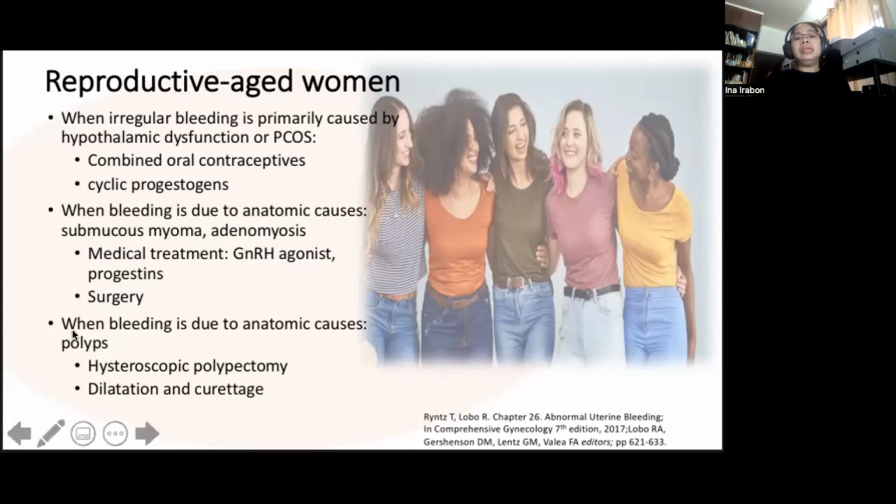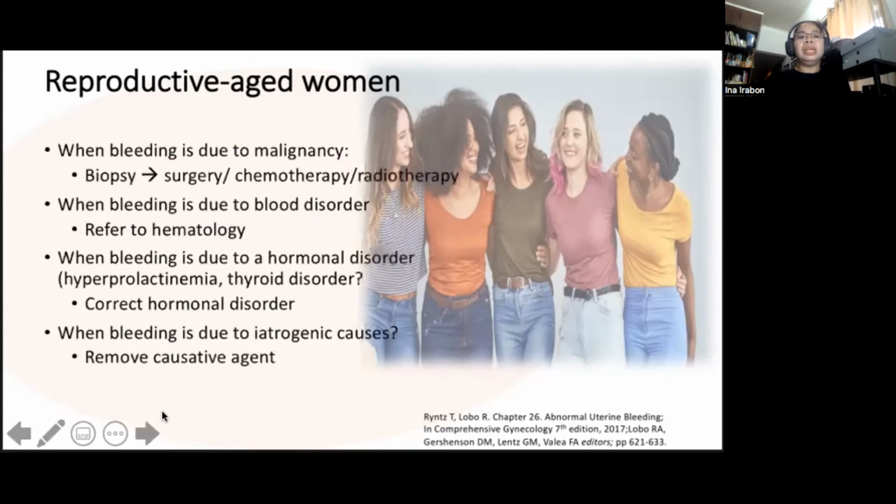Now, when the bleeding is due to polyps or endometrial polyps, the gold standard of treatment, of course, will be to do hysteroscopic polypectomy. Okay? Or some gynecologists also opt to do dilatation and curettage. When the bleeding is due to malignancy, of course, we have to refer these patients to a specialist, specifically a gyne-onco specialist, who will be the one to administer either chemotherapy, radiotherapy, or even do surgery if still amenable for surgery.